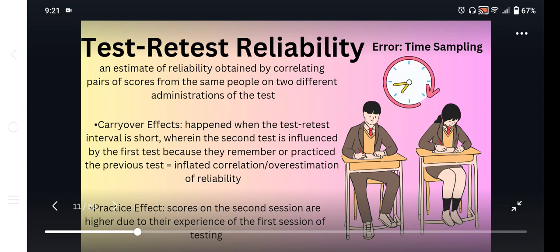Test-retest reliability is an estimate of reliability obtained by correlating pairs of scores from the same people on two different administrations. Okay? It is appropriate when measuring variables that are relatively stable over time, for example, personality traits.